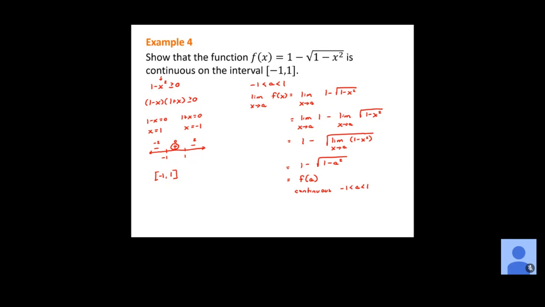Because remember, to prove continuity, we have to show first that the function is defined there. We did that. Then we have to show that the limit exists. We did that. And then we need to show that the limit is equal to the value of the function at those points. And that's what we've shown here, because our limit is equal to f of a. That means that all of those values there are going to give us the same value as the limit itself. Any questions up to that point?